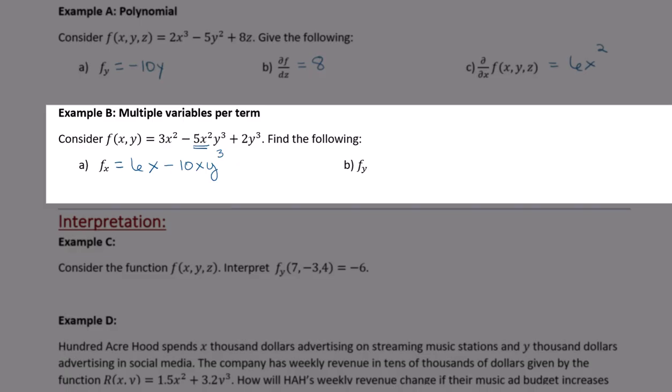Part B, we're going to do it again only with respect to y. So our first term, that derivative would be 0. If we take the derivative of our second term with respect to y, we would get a negative 15. The x doesn't change, and y squared by subtracting that 1. And the last term would give us a plus 6y squared.